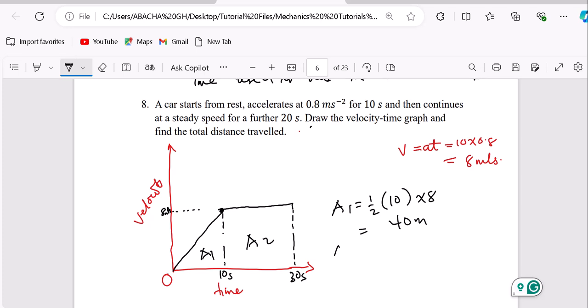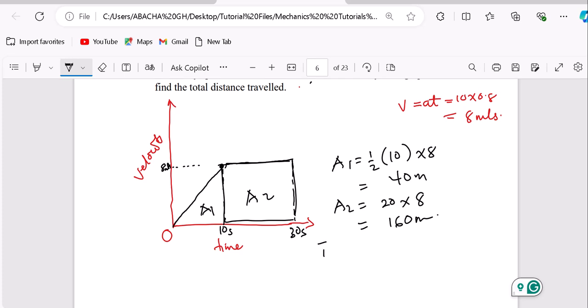Area 2 is this square, or the rectangle, that is here. So that is 20 times the height, which is 8. This gives us 160 meters. Now adding the two, the total distance becomes 40 plus 160. This is 200 meters. That's all for that question.